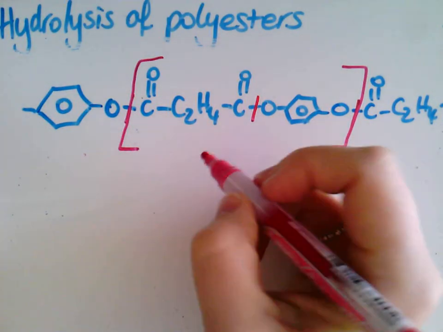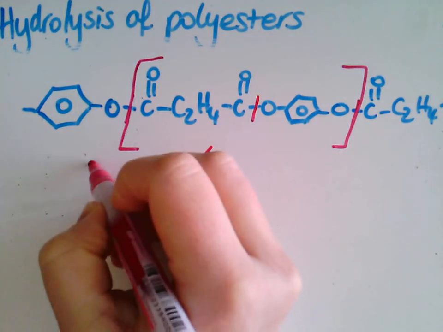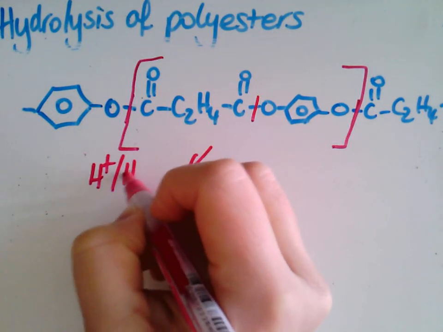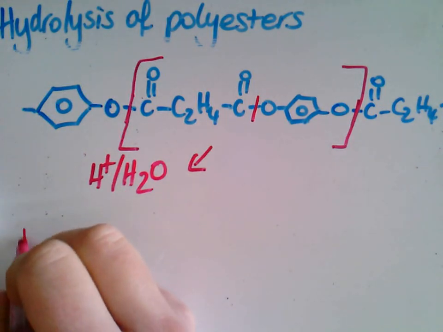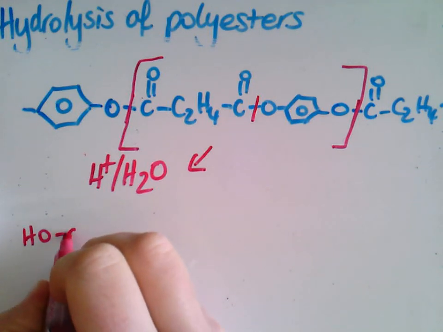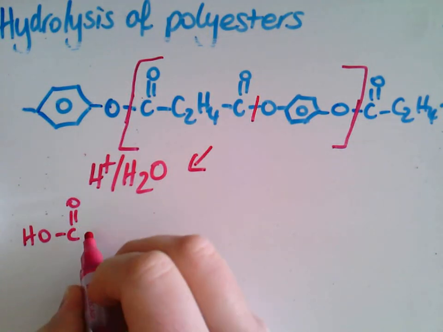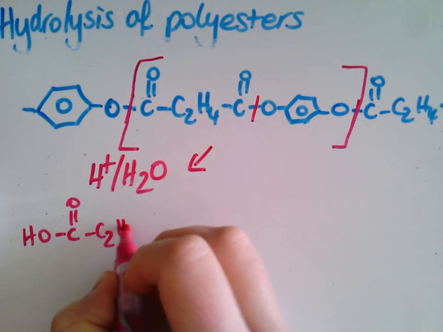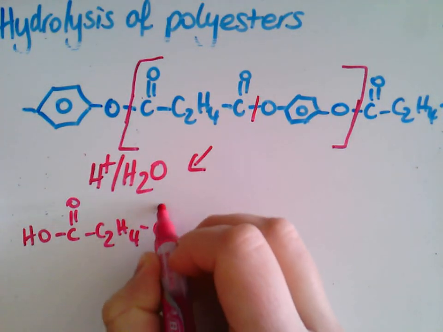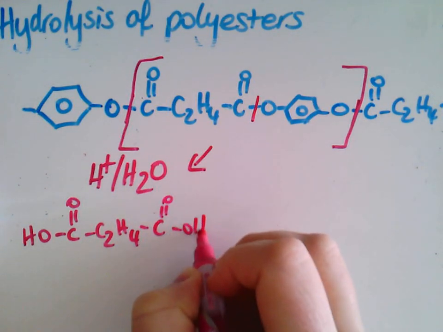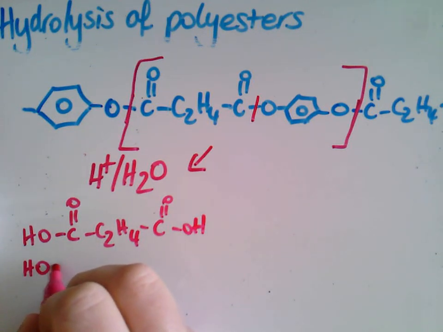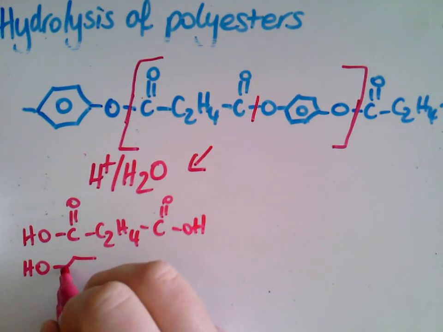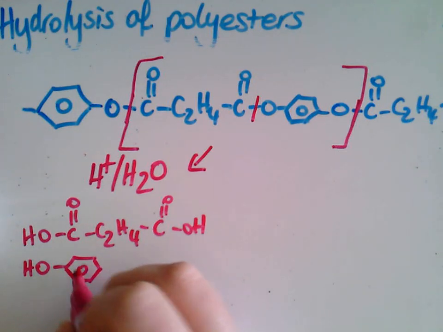So as before, let's have a think about first of all my acid hydrolysis. I've got H+ and water present, and I'm going to add an OH onto each of those carbonyls to make my dicarboxylic acid, and then my hydrogen to form that diol. So in this case it's some kind of diphenyl.